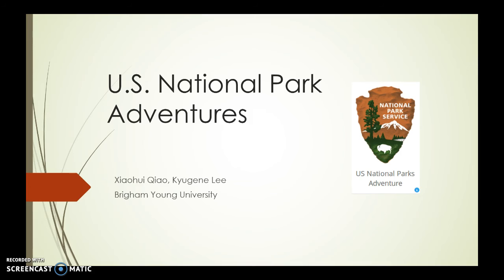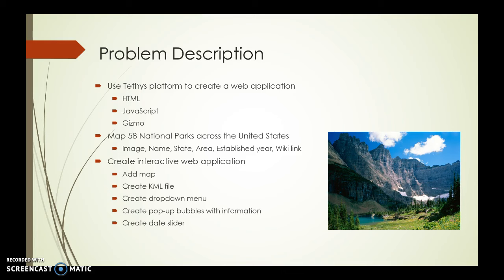National Parks Adventure. The problem description for this project was to make a web application using HTML, JavaScript, and Gizmo through Tethys platform. Our web application maps 58 national parks in the United States with their proper image, name, location, area, and the date it was established.